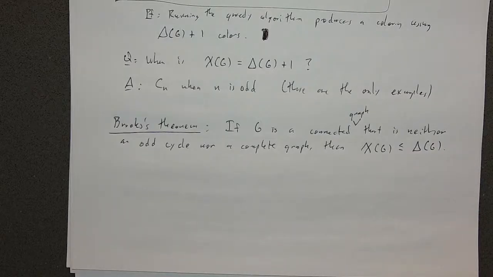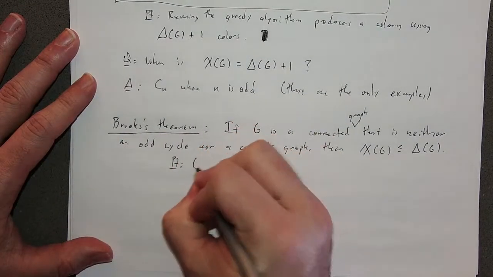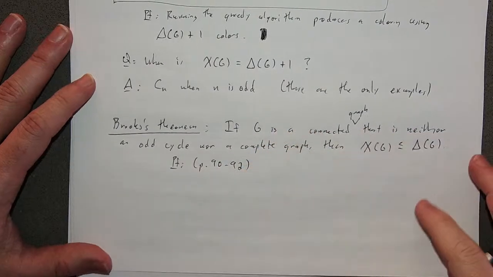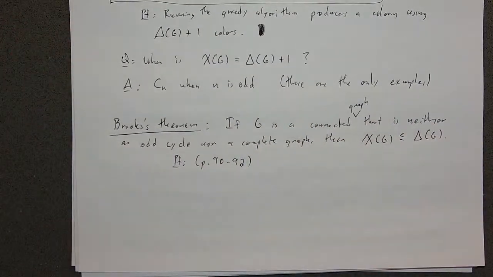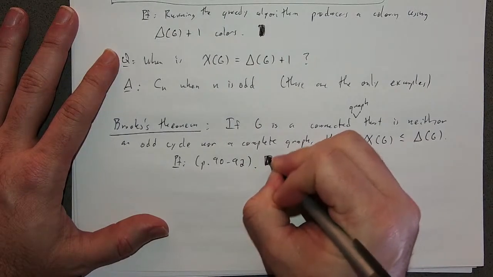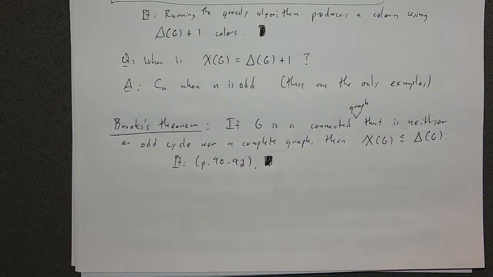The proof of this is a few pages long, so I'm not going to cover it. It's from pages 90 to 92, so you can have a look at the proof if you like. But this proof was not Brooks's original proof. It's a slight modification that makes it a little simpler.